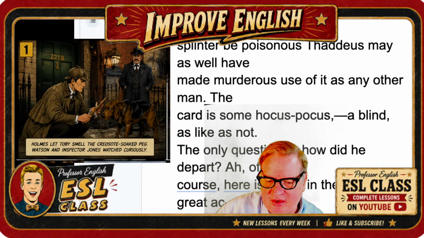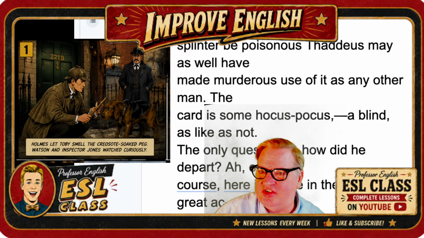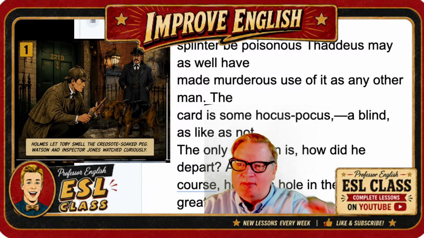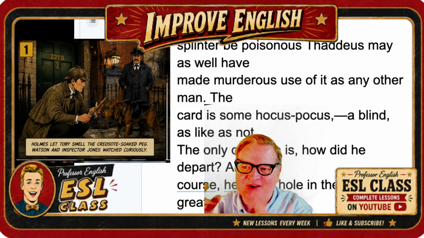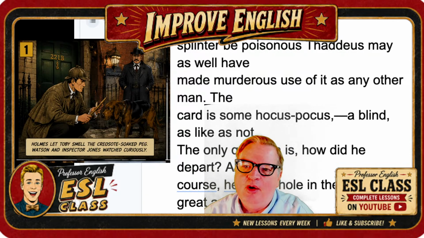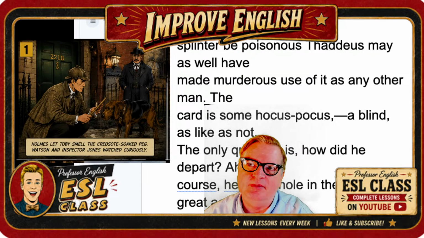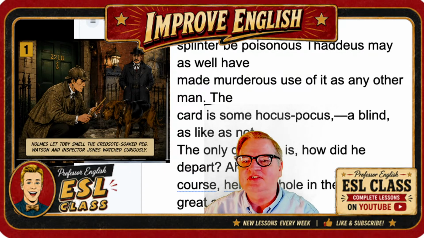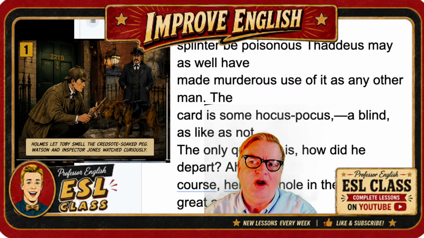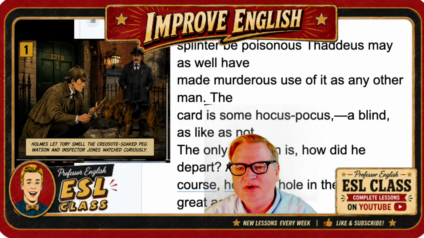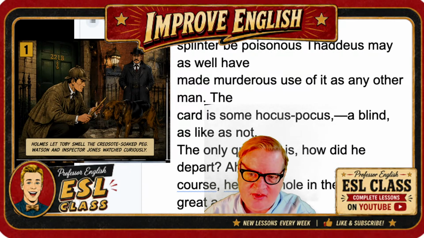Hocus pocus, that's like a phrase that a magician would say, like, I'm going to make a rabbit appear. Hocus pocus. So it's like a magical phrase. But you can use hocus pocus to mean something ridiculous, like some kind of trick that somebody is trying to do. So when he says the card is some kind of hocus pocus, he's saying, oh, the card, that's some kind of trick or distraction, somebody trying to trick us, I think. So let's see what it says.